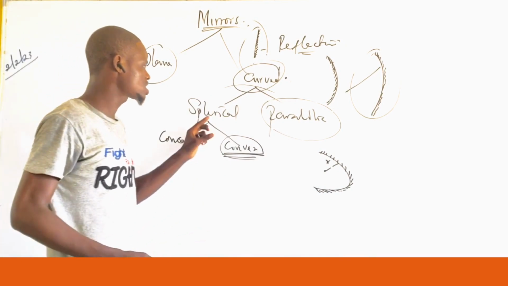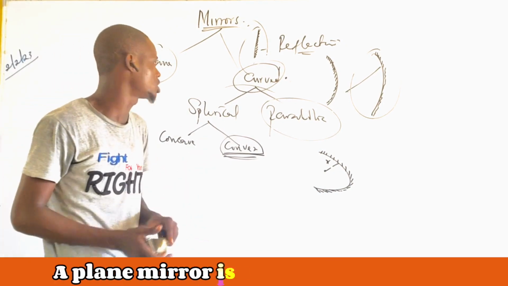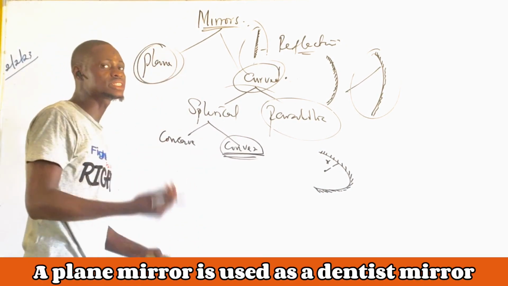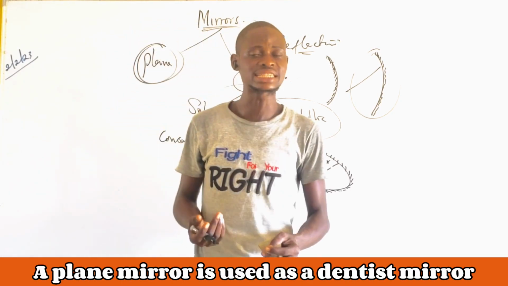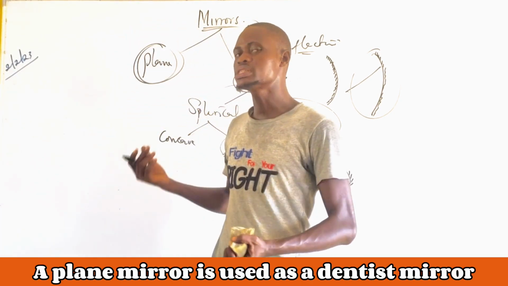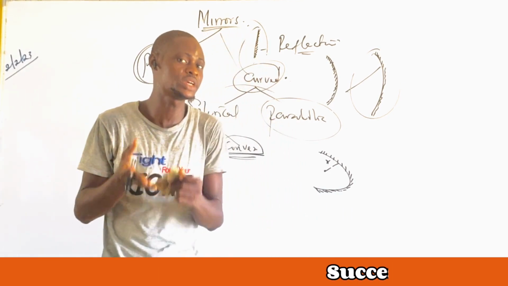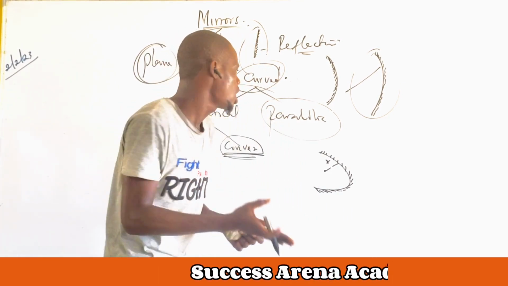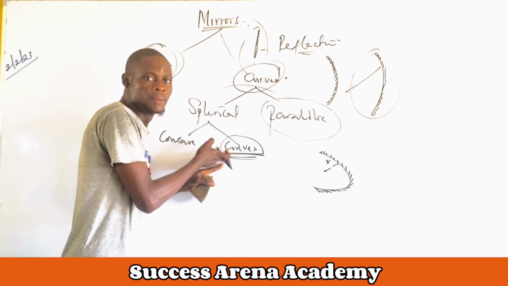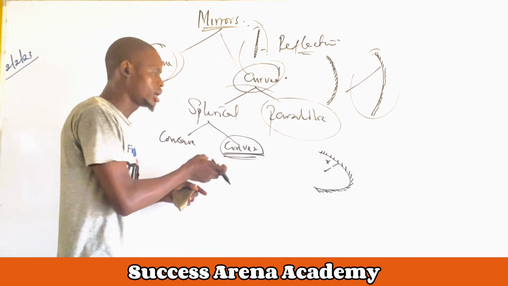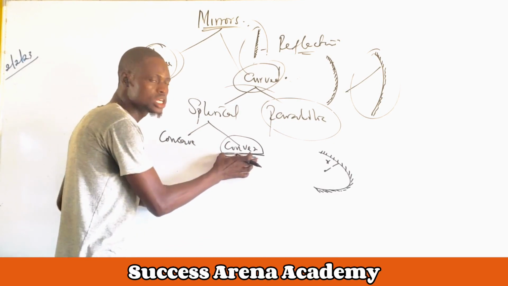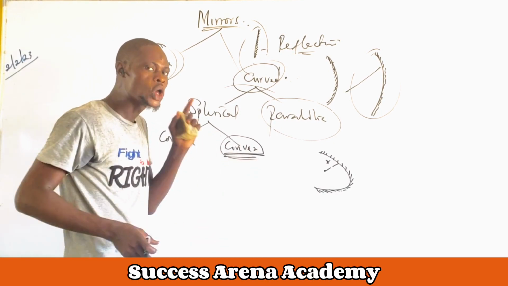Now, these mirrors have a lot of applications. A plane mirror finds its application as a dentist mirror, and it can also be used as a car side mirror, but not as useful as a convex mirror. Majorly, the side mirror of a car is made from a convex mirror.